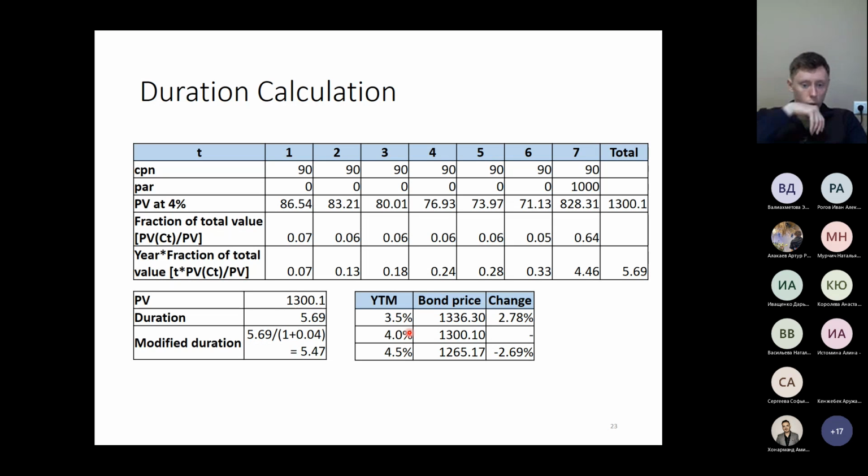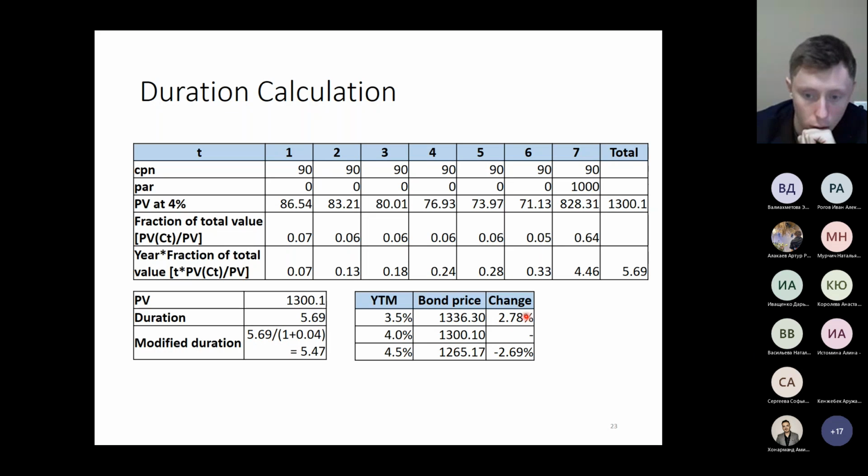And here is what we can do. So if we have a market price, how would we use modified duration? If the yield to maturity goes down by 0.5%, so instead of 4, we will use 3.5 for discounting here. The result would be this one. And if we multiply 5.47 by 0.5%, we would have an amount which would be close to this number.